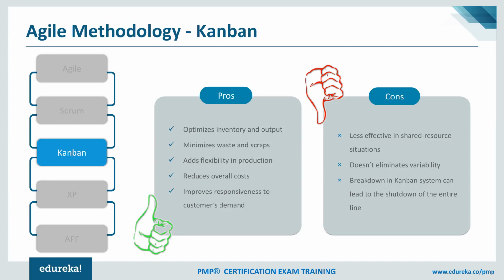The con is that it's less effective in shared resources situations, because if your resources are shared amongst different teams or projects, then it becomes difficult to apply. Variability is not eliminated. The focus is more on lead time and cycle time reduction. For variability in the process, you would need to apply Six Sigma and stabilize the process, but that could be done once you come across such challenges, because we talk about continuous improvement. A breakdown in a Kanban system can lead to shutdown of the entire line, so it's very important that we define the WIP, work in progress limits, properly.